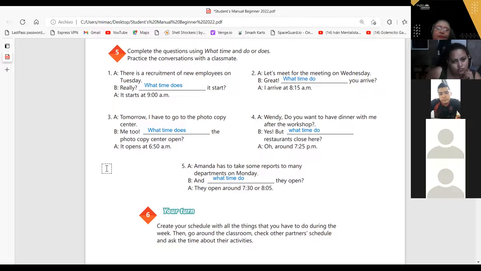Tomorrow I have to go to the photocopy center. Me too. What time does the photocopy center open? It opens at 10 to 7 a.m. Okay.